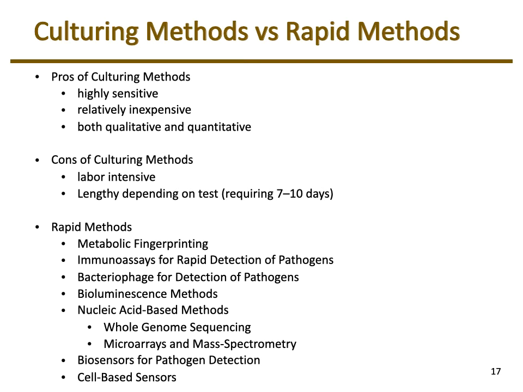So the development of rapid methods using metabolic fingerprinting, these immunoassays, using bacteriophages, those viruses that infect bacteria, to detect whether the pathogens are present, bioluminescence, nucleic acid-based methods, and biosensors, whether they're pathogen detection or cell-based detectors, have many benefits to them because you get more rapid results, which means food products can be released for consumption, for sale, much quicker.